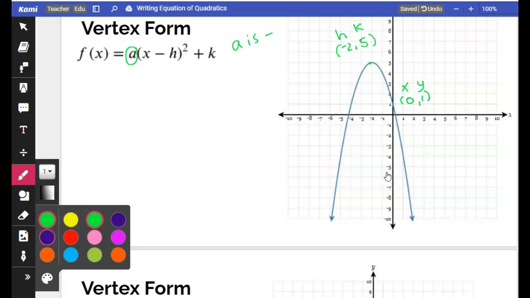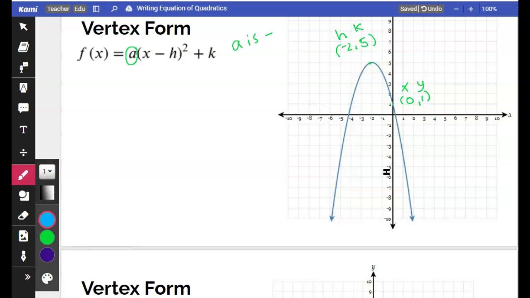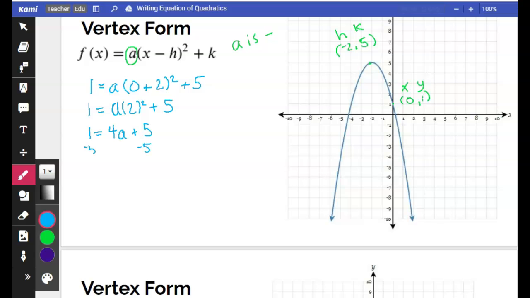So let's play the game of substitution and make it work. F of x is 1, don't know a, x is 0, minus h, so minus a negative 2 makes that plus 2, plus 5. All right, order of operations, 0 plus 2 is 2. 2 squared is 4. Again, we always put our square value in front of our a. Subtract 5, subtract 5.